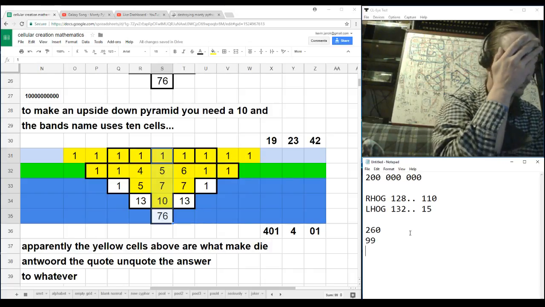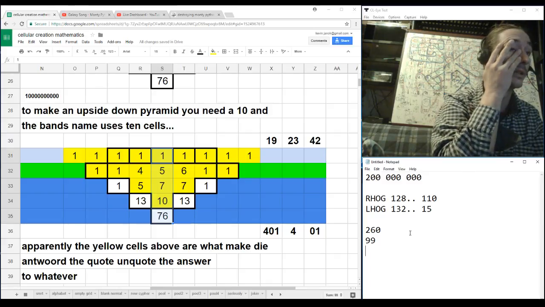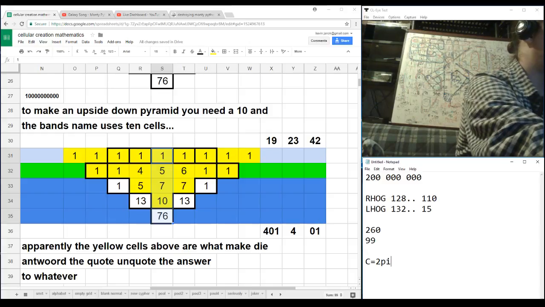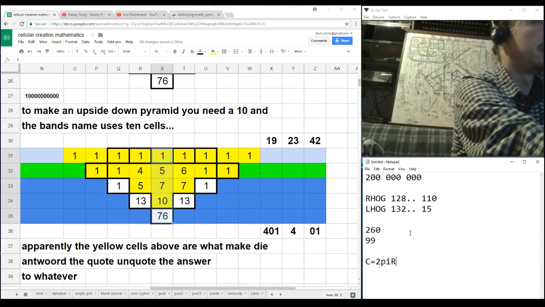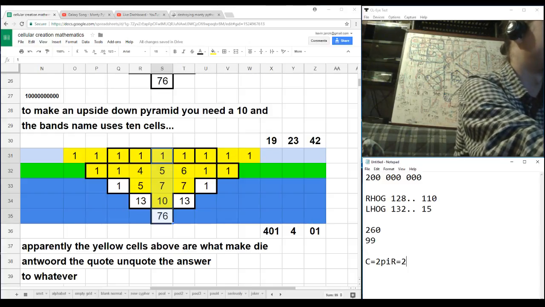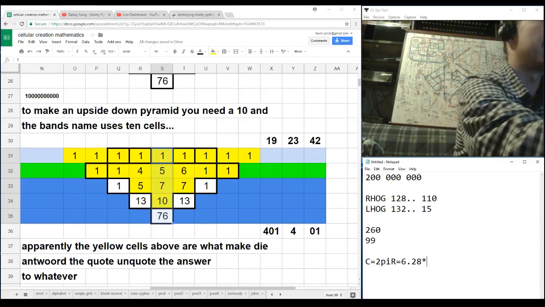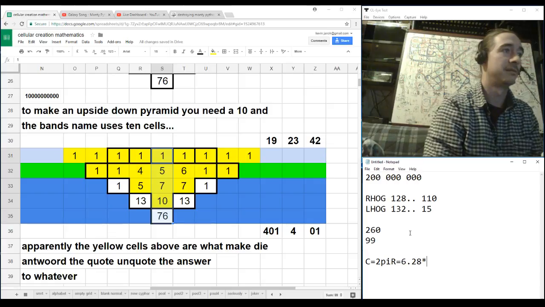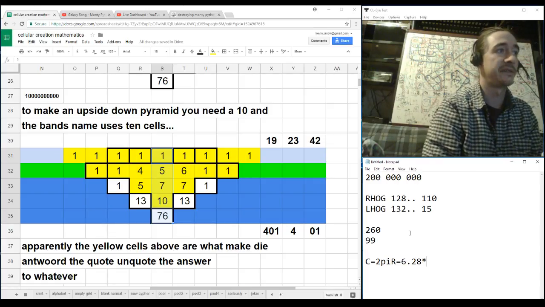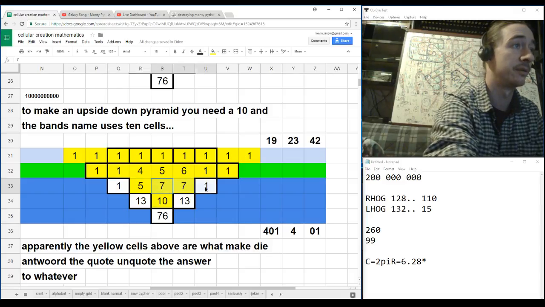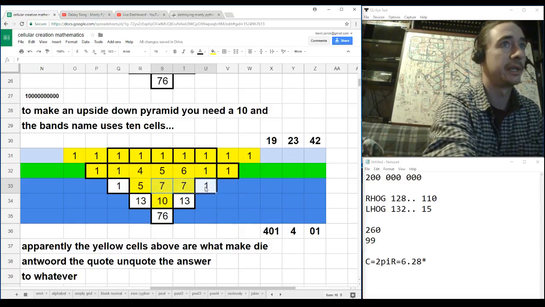Around. Circumference is equal to 2 pi r, right? Which is 2 pi, so let's just do 6.28 times the radius. Let's start at the 7. One way it would be 13, and the other way it would be 15. 28. Look at that. N plus 2, 28.